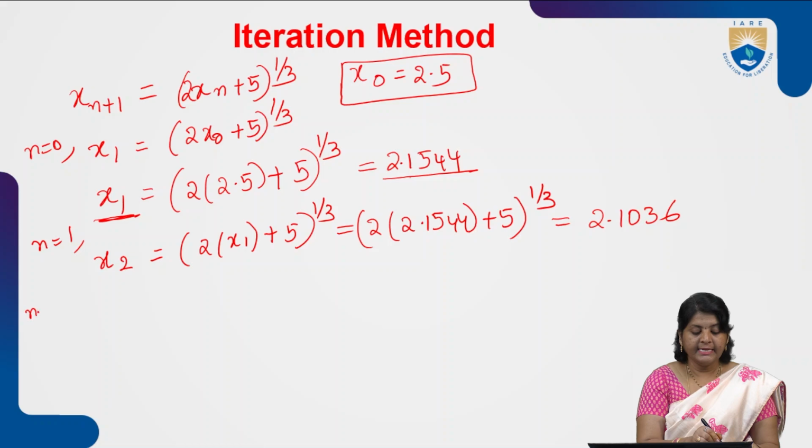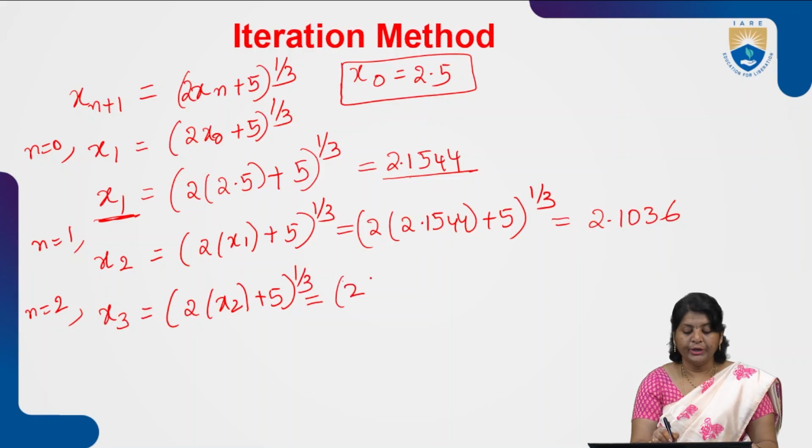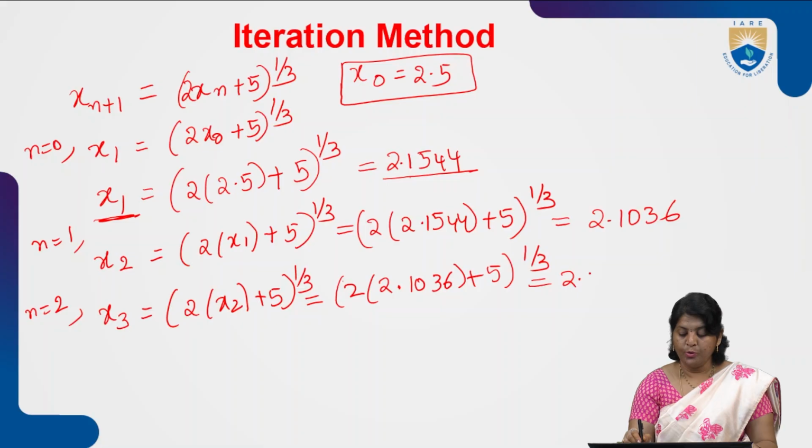Next, n is equal to 2. So x3 is equal to (2 into x2 plus 5) whole power 1 by 3, which is equal to (2 into 2.1036 plus 5) whole power 1 by 3, where x2 is 2.1036. And this value is approximately equal to 2.0959.